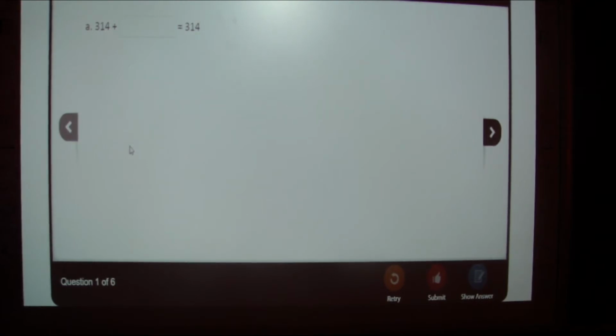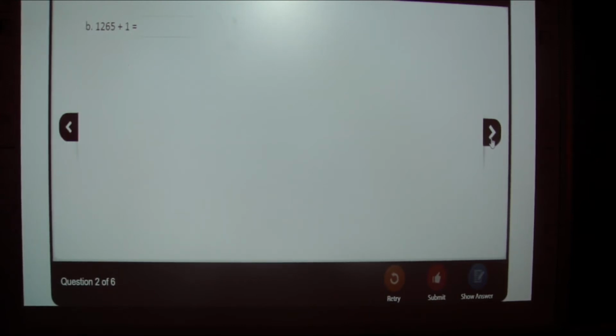314 plus blank is equal to 314. This is the zero property. 314 plus 0 is equal to 314. Our answer here is 0.